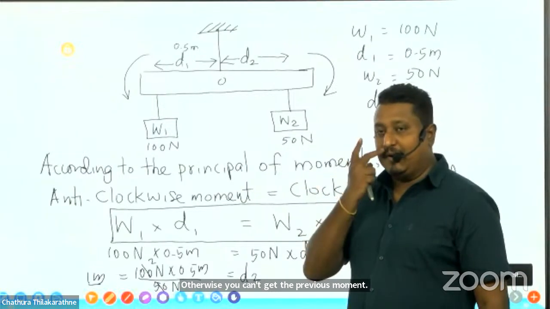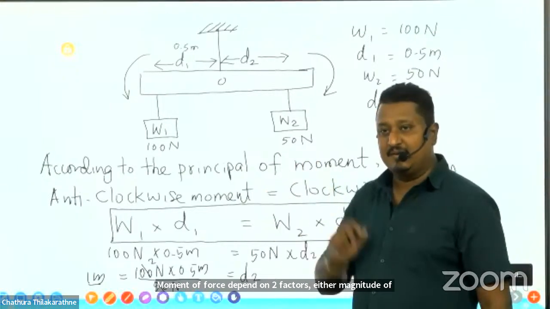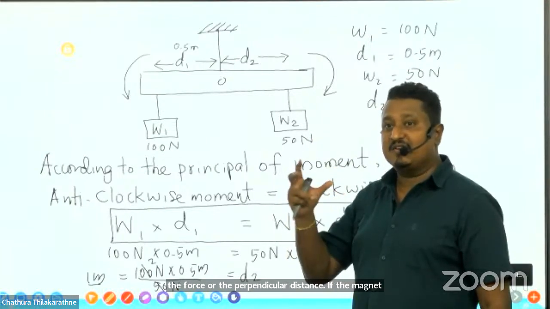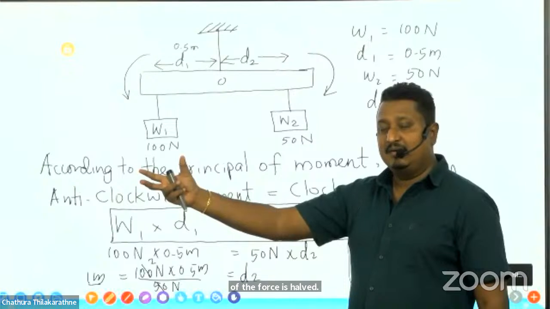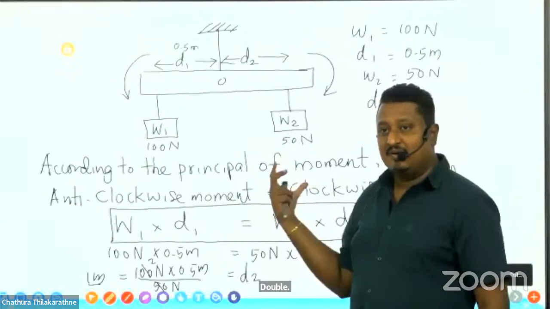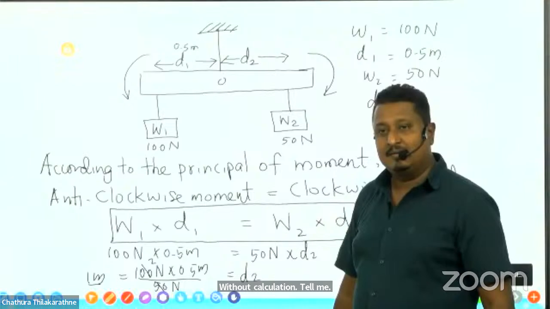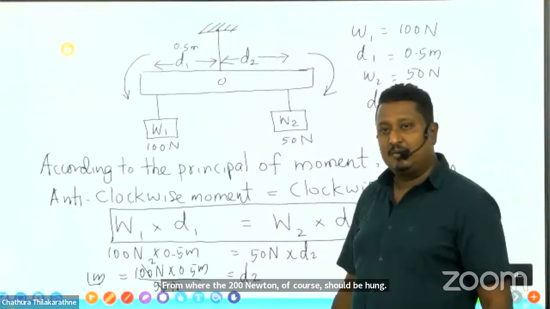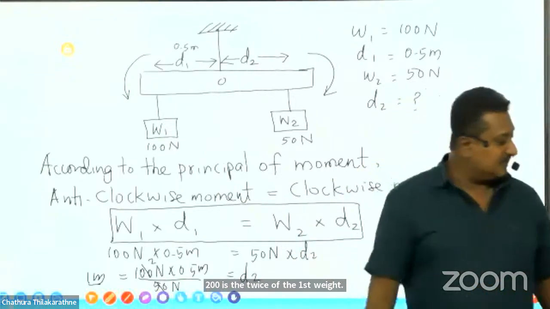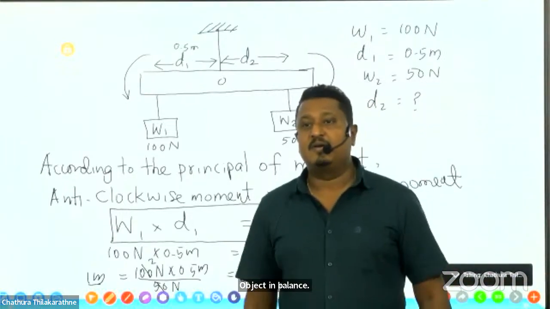Moment of force depends on two factors, either the magnitude of the force or the perpendicular distance. If the magnitude of the force is halved, then the perpendicular distance should be double. On the other hand, if you are given 200 newtons of force, without calculation, tell me from where the 200 newton of force should be hung. From O. 200 is twice the first weight. To bring this object into balance, where should the 200 newton be suspended?